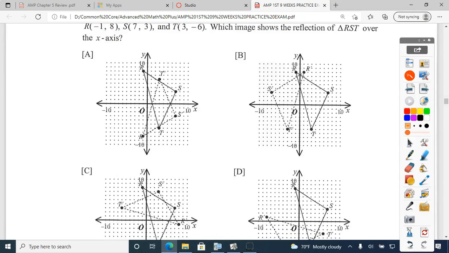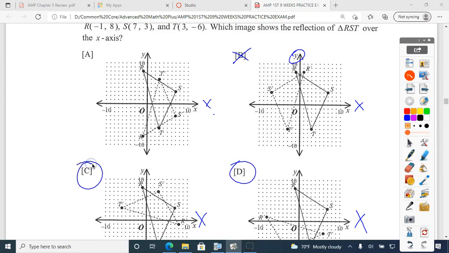The x-axis is this one right here. B is not correct. B got flipped over the y-axis. D is not correct. I'm not really sure what D did. I think D rotated it. C is also not correct. Again, I think C rotated it. A is going to be your correct answer here.